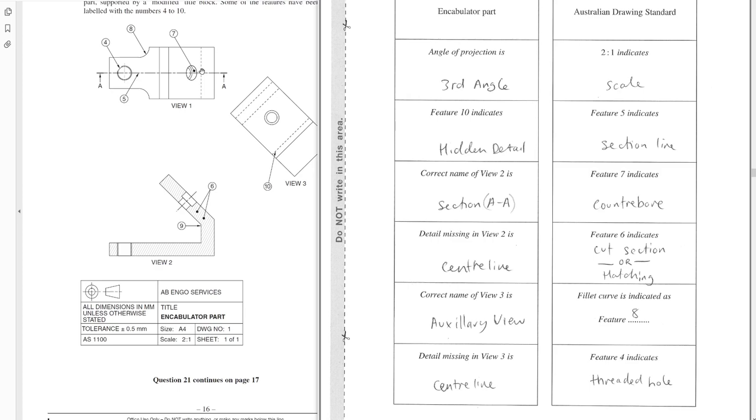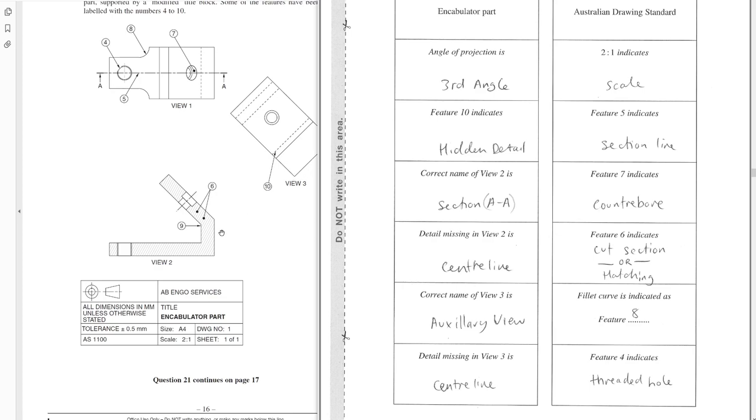Now this one here, 7, did you get 7? It is a counterbore. Because that's what's shown here. The idea is that the counterbore is there so that it can hold the hex head of the bolt, so the head of the bolt's not sticking out. They will cut a little bit bigger so that the head of the bolt sits recessed in. Yep. Okay.